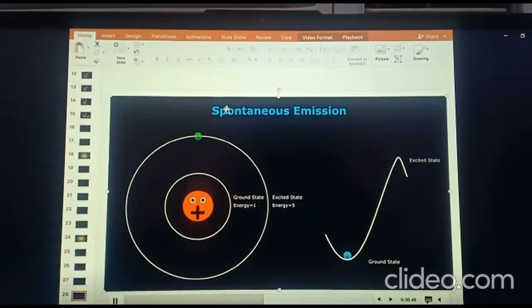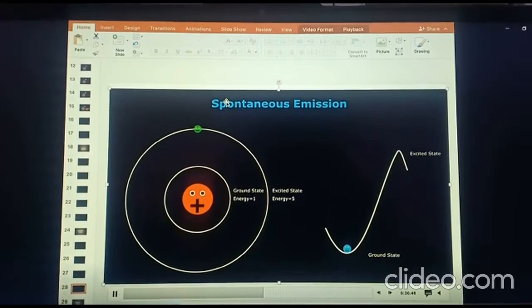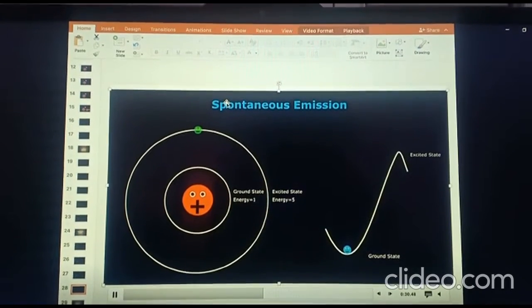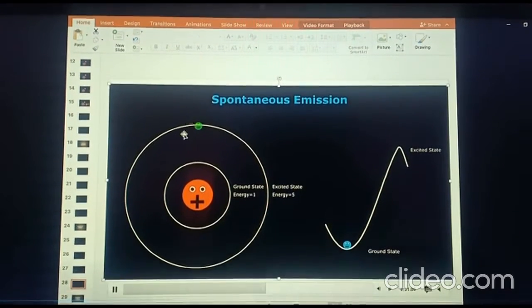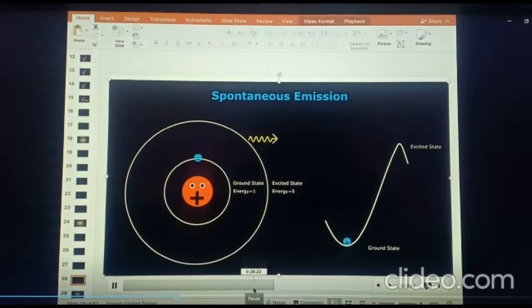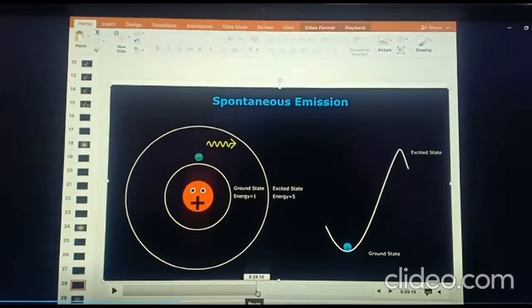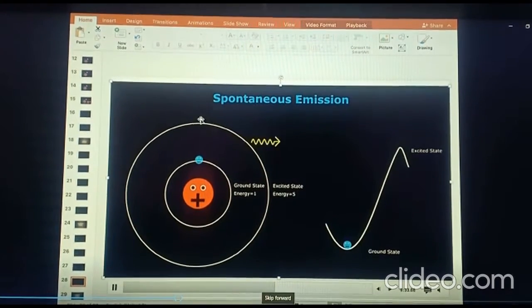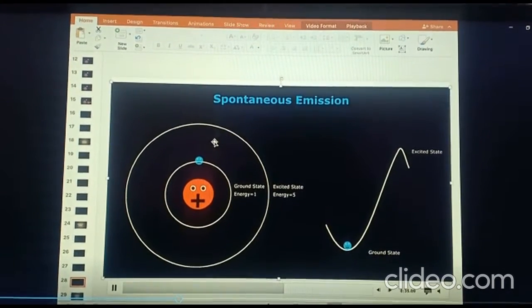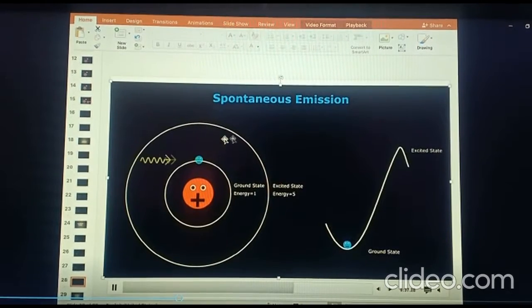So guys, in brief we can say that the electron, after moving to the excited state by stimulated absorption, comes back to the original position by releasing energy. A photon is released. If it is in the visible range, then we can see that photon, otherwise we can't see it.